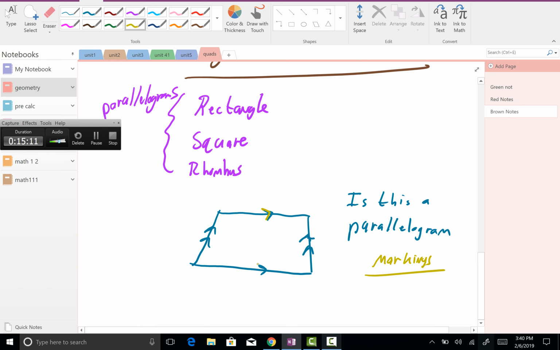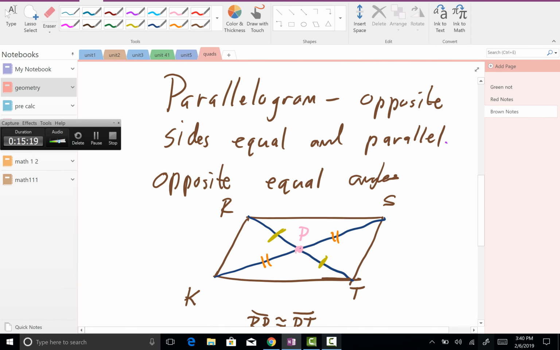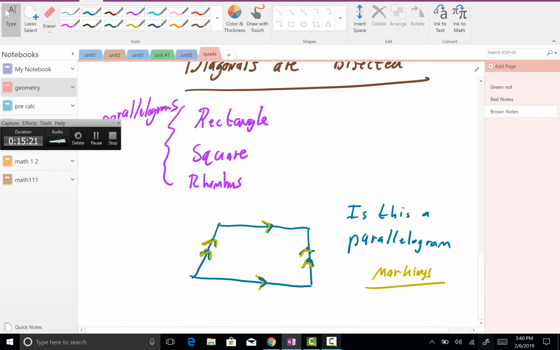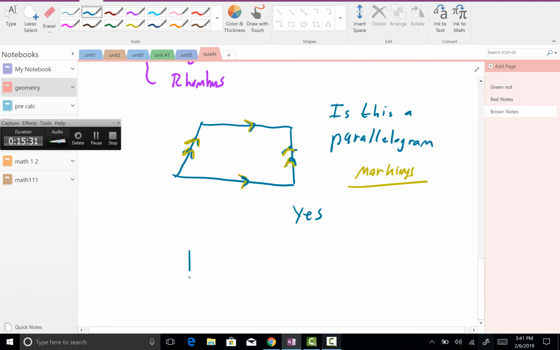Here we have parallel lines here and parallel lines here. Opposite sides are parallel. So I go up to my parallelograms, and sure enough, opposite sides are parallel. That's going to give me my parallelogram. So I would say, yes, this is definitely a parallelogram. Let's look at one like this.